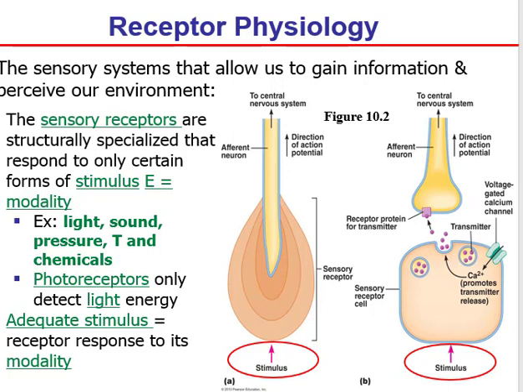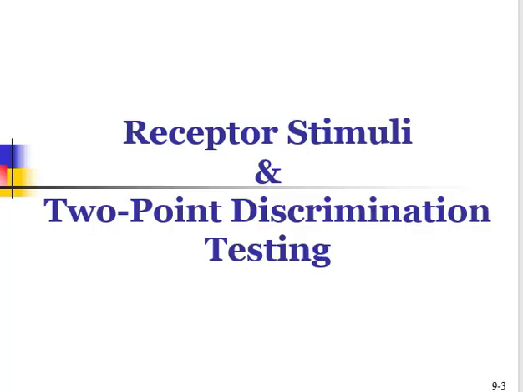Notice in both of these examples given here in figure 10.2, the stimulus is at the bottom of the diagram, and the action potential will move toward the central nervous system for evaluation, or perception in this case, along an afferent pathway, up towards the brain. Receptor stimuli and the 2-point discrimination test.